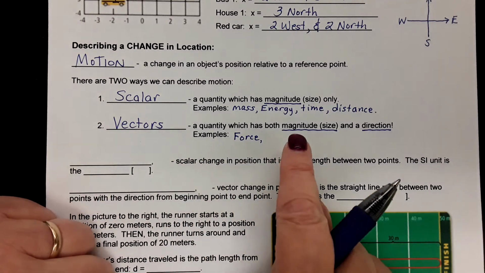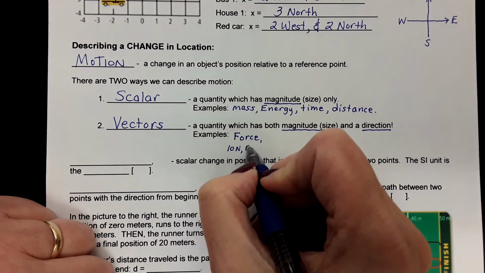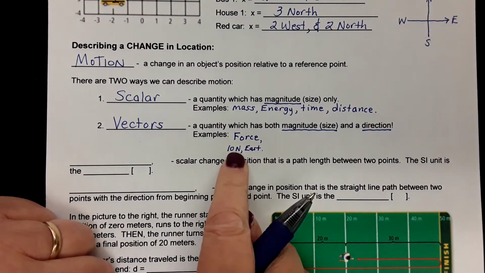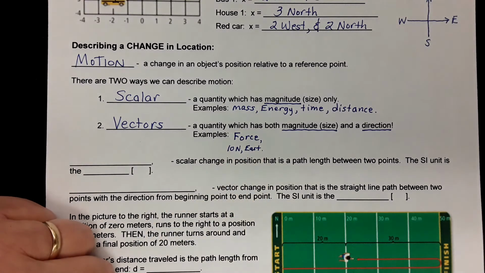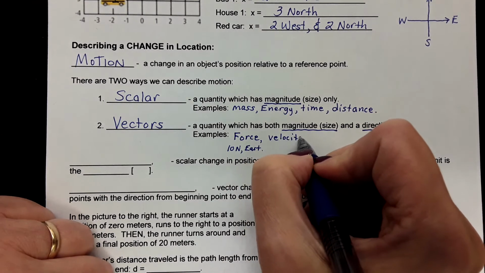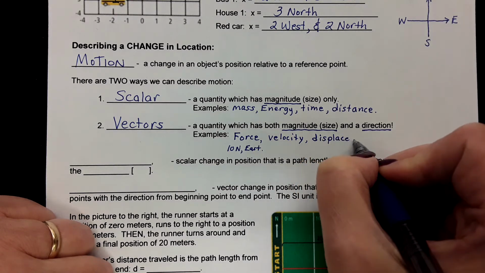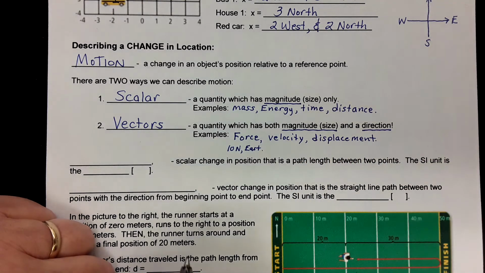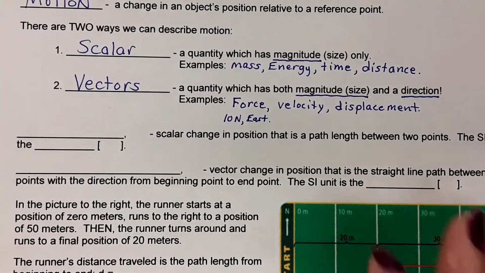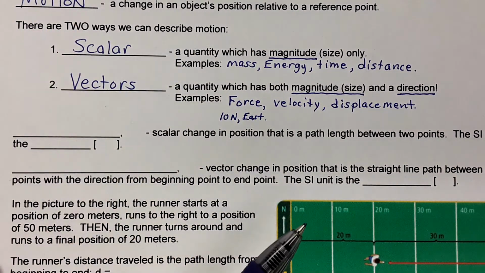So direction is an inherent part of a force, and that makes the force a vector quantity. So, for example, the force might be 10 newtons east. So that's a vector quantity. It has magnitude and it has direction. Okay? Some other examples of vectors are velocity. And something we'll talk about today, displacement. And there's plenty of other examples, but we don't need to list them all here. Those are sufficient.